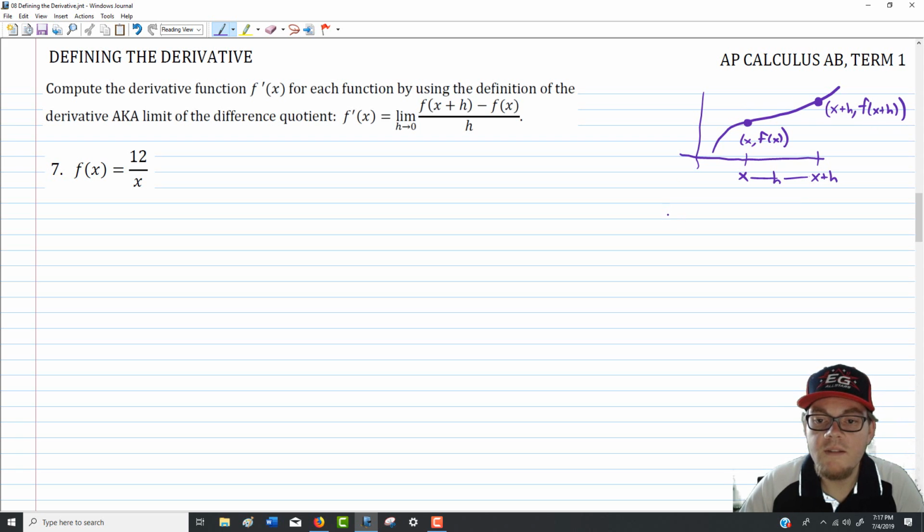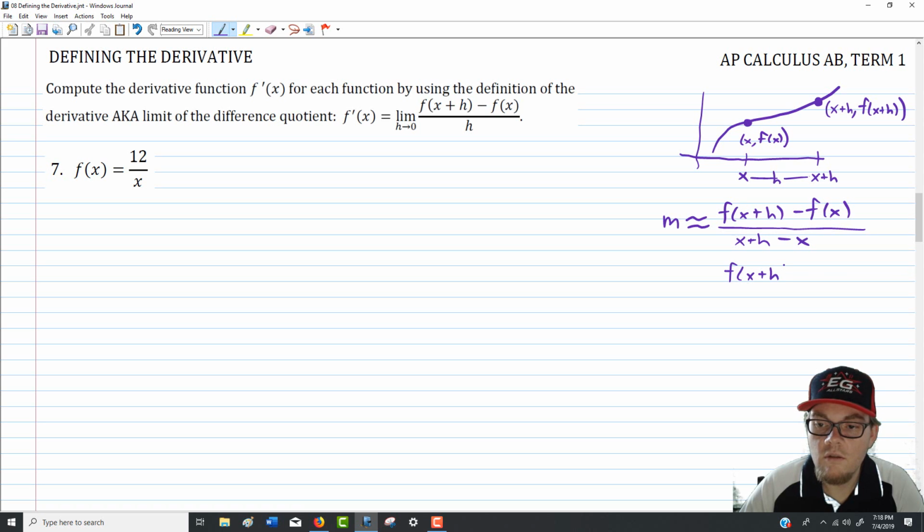And that means what we want is to find the slope between those 2 points. Well, the slope of the tangent line at x would end up giving us a slope of f of x plus h minus f of x over x plus h minus x. And if you simplify that, of course, our numerator does not change. Our denominator can be cleaned up nicely to h.